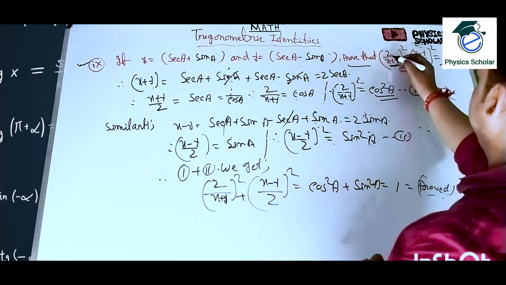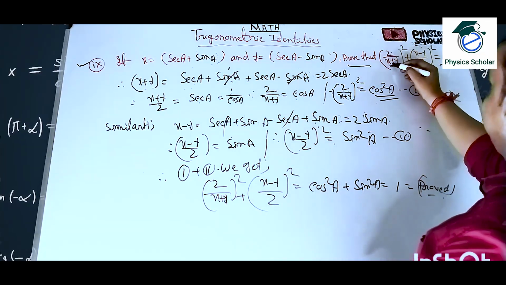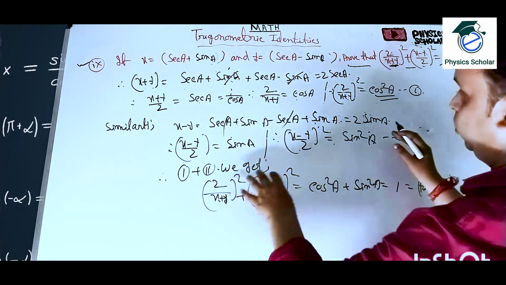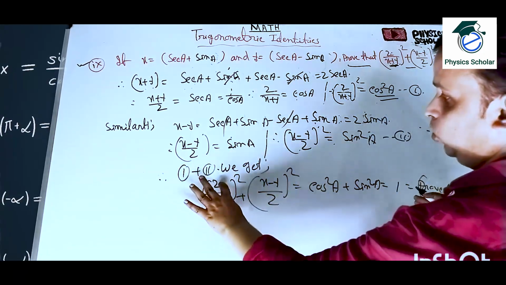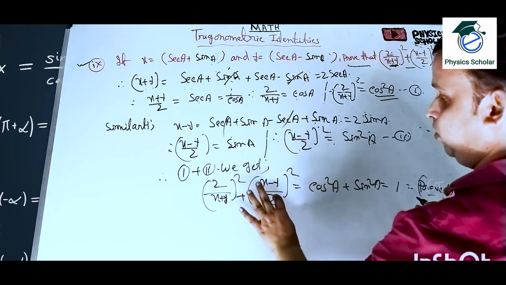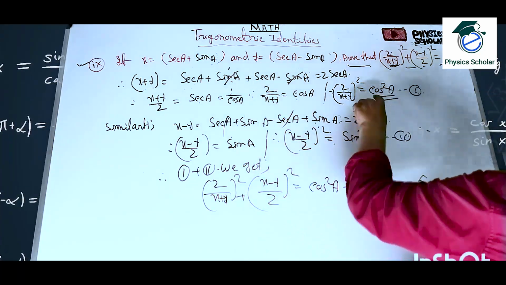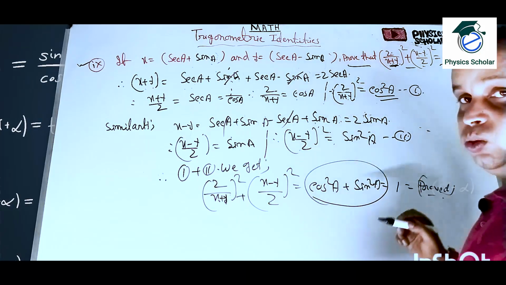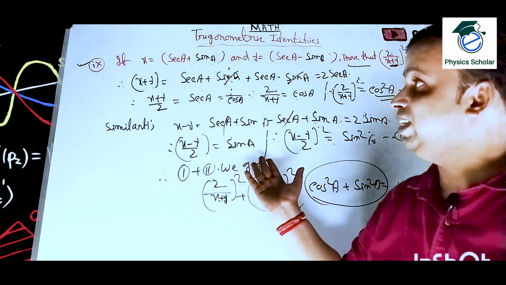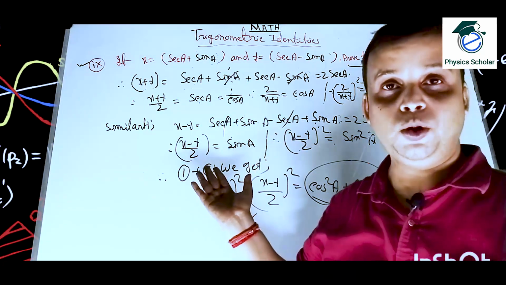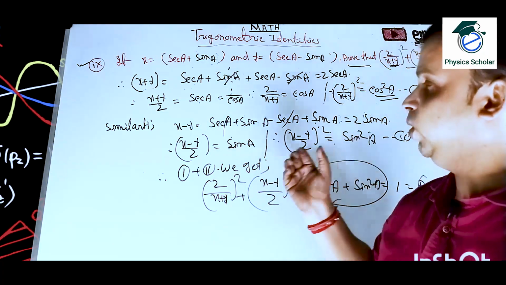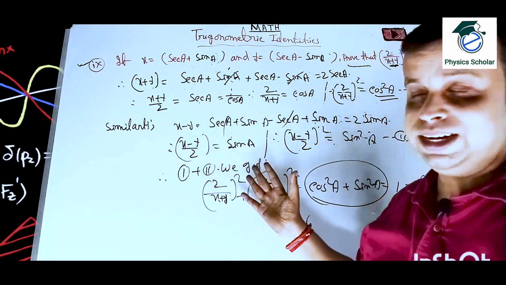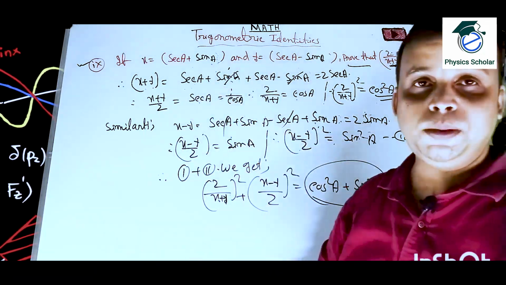So 1 plus 2 means 2 by x plus y whole square plus x minus y by 2 whole square is equal to 1. So that means what? We have to add these two. So 2 by x plus y whole square plus x minus y by 2 whole square is equal to what? Cos square A plus sin square A, is equal to the formula cos square theta plus sin square theta is equal to 1. Clear? So it is a very easy sum and it has come in the board exam of CBSE. So this type of sums may come in any board exam of class 10 level. Clear? So I hope you have understood this.